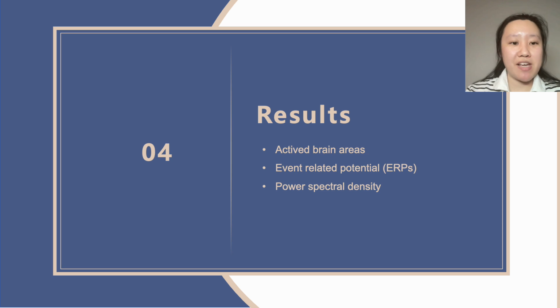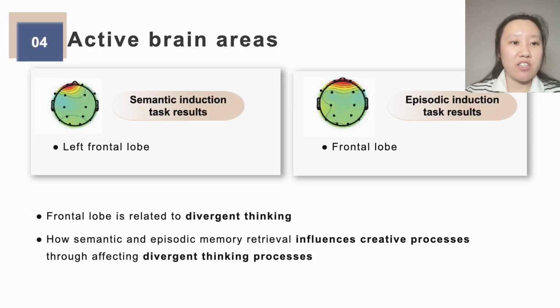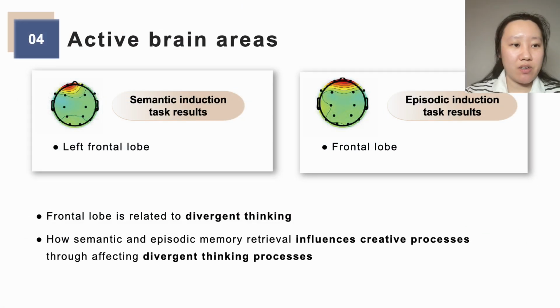After pre-processing the data, now we can see the results of our research. Let's start with the active brain areas. From the results we can find the semantic memory is related to the activity of the left frontal lobe, while the episodic memory is related to the frontal lobe.